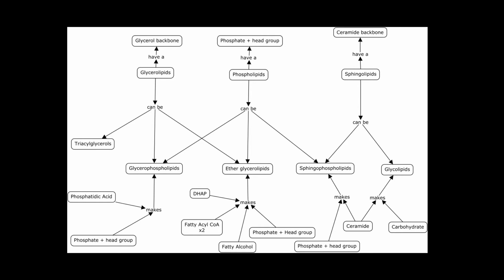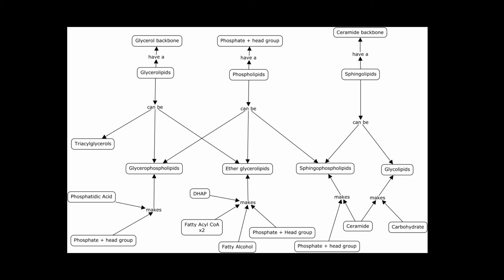So, just a quick video here about lipids. Now, we're going to talk about how they're made mostly. There's three main classes: glycerolipids, they all have a glycerol backbone; phospholipids, they all have a phosphate and a head group in there somewhere; and sphingolipids, they have a ceramide backbone. Now, there are different subtypes within there.